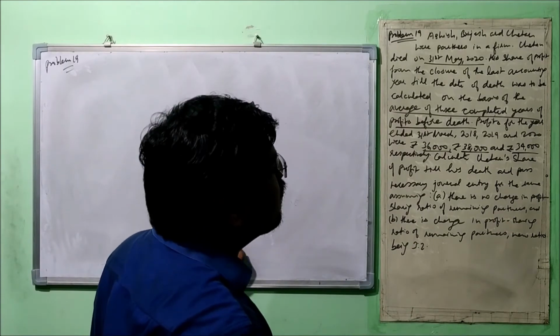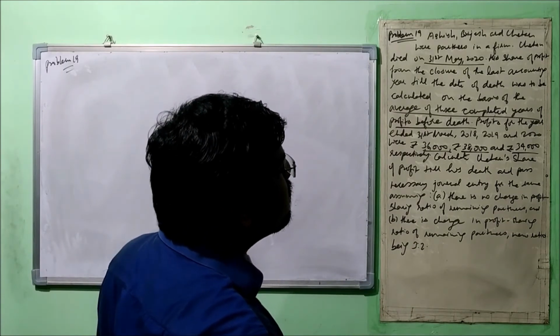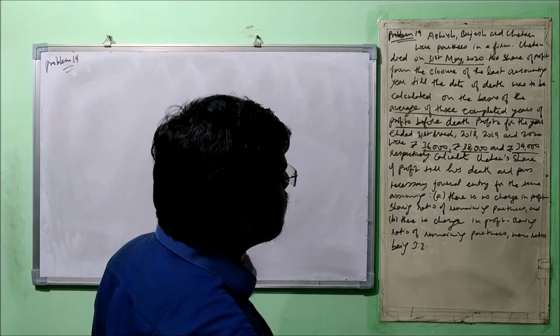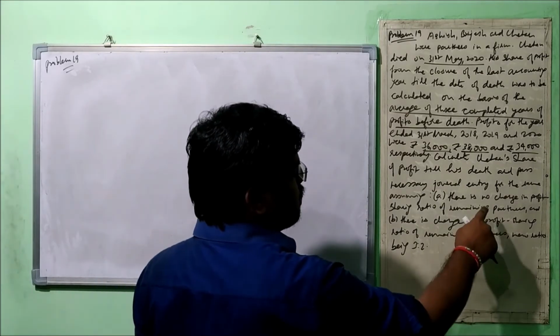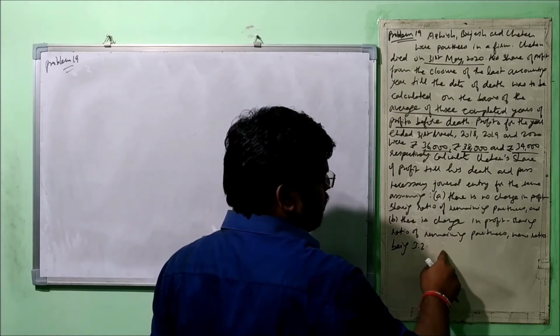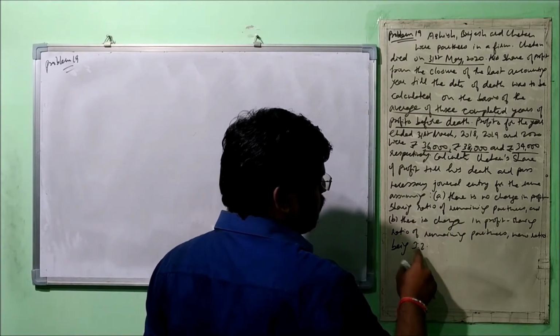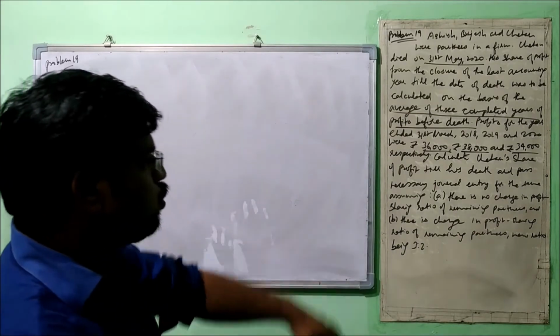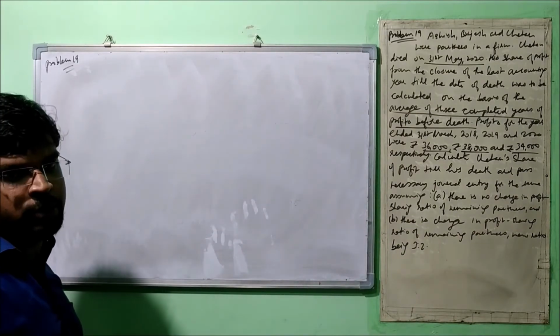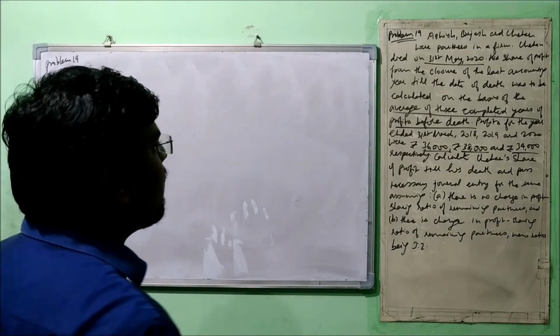Respectively. Calculate Chetan's share of profit till his death and pass necessary journal entry for the same, assuming there is no change in profit sharing ratio of remaining partners, and there is change in profit sharing ratio of remaining partners, new ratio being 3:2. So in two of the situations, using the time basis, the journal entry has been asked. So how to attempt this question, I'll just show you.